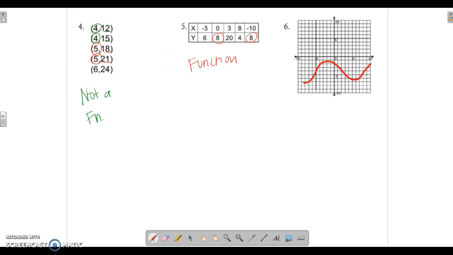And the last one, let's go ahead and use that vertical line test that we just learned about. Anywhere that you would put a vertical line, it's only going to cross at exactly one spot. So that means yes, it is a function, and you would write because it passes the vertical line test.